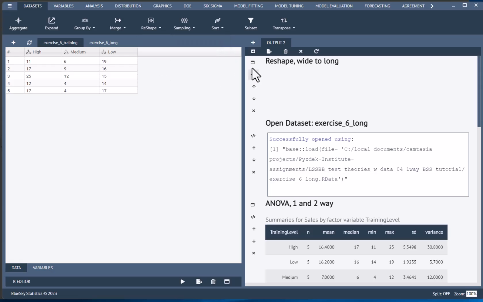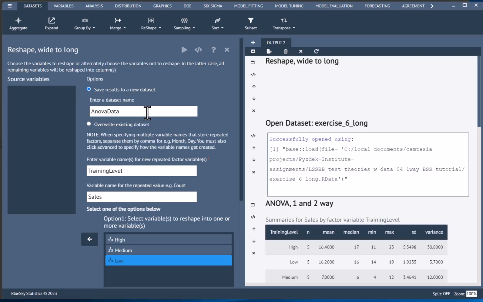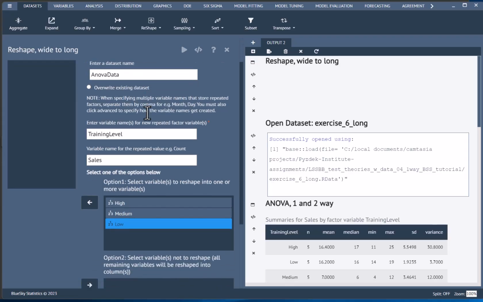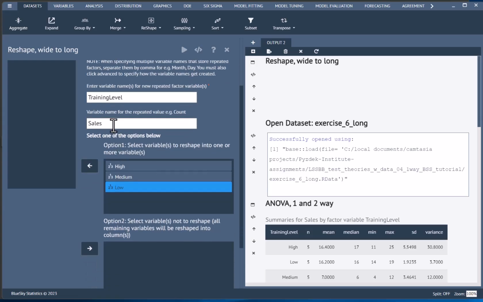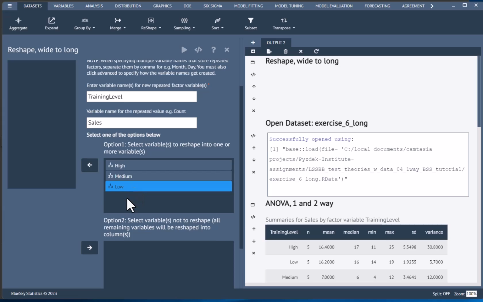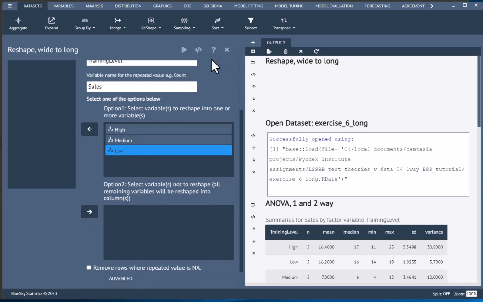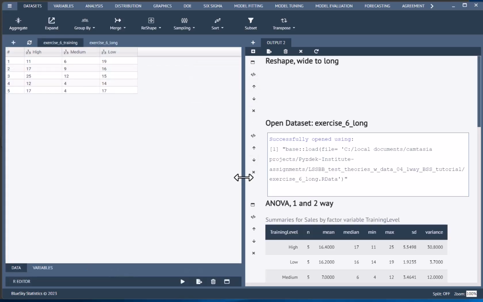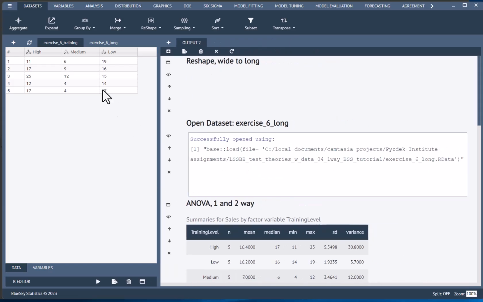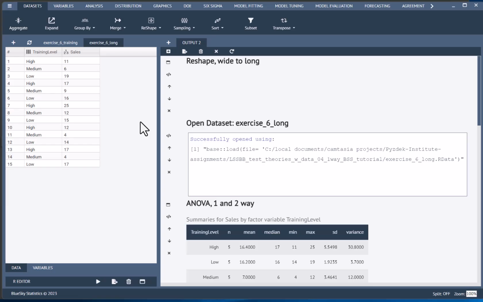So we've done this, and here's what we did. We created a new data set name, called it ANOVA data. The factor levels are training level, and the variable name is sales. We copied over our different levels of training and we executed that dialog box. What BlueSky did with that data is it created a data set that looks like this. So that's the format we need, where we have training levels as a factor and sales as our response.